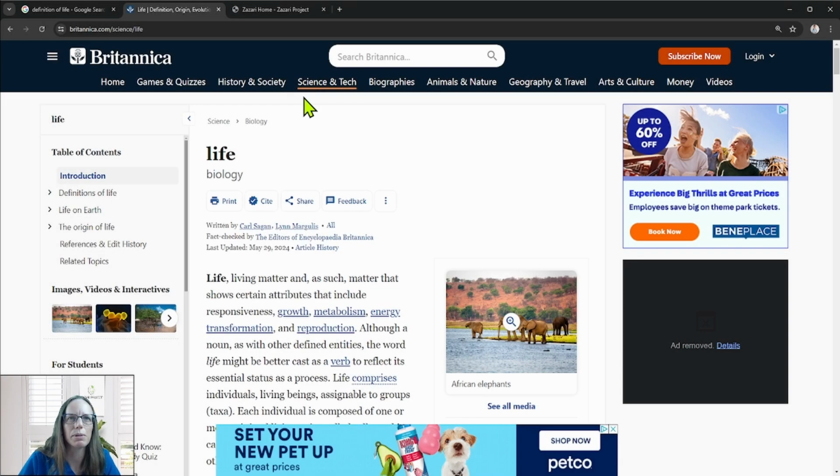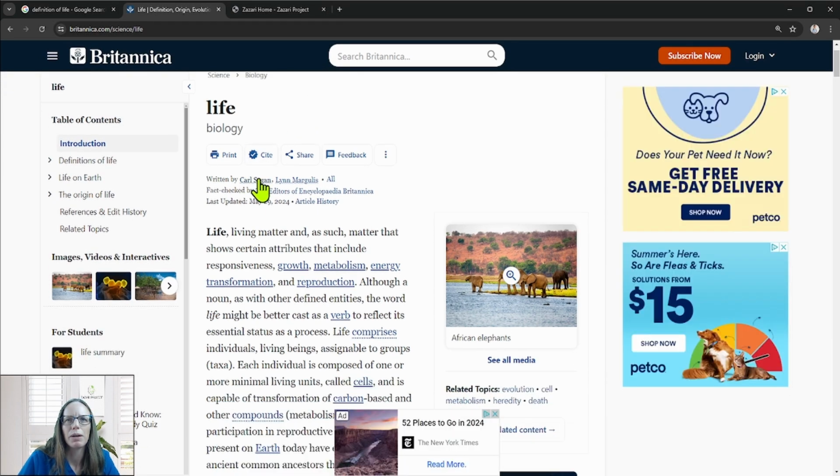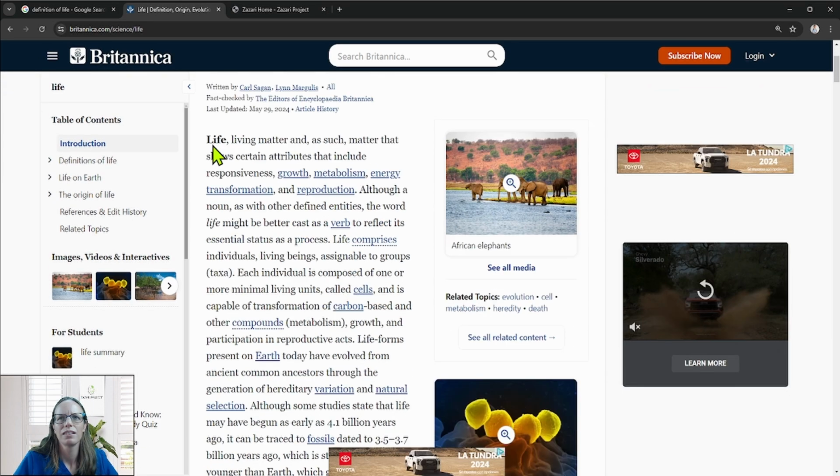Let's start with Encyclopedia Britannica's take on life. This indicates it was written by Carl Sagan. Life is essentially matter that shows certain attributes or qualities. This is a common way to approach life, and these qualities include that it's responsive to its environment, shows growth, metabolizes and transforms energy, and reproduces. So again, this describes activities that life performs.